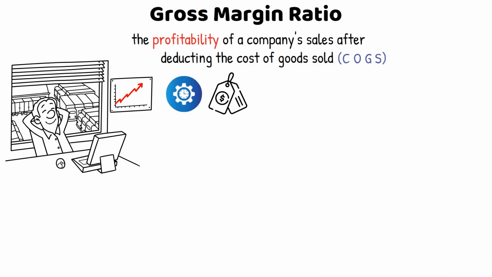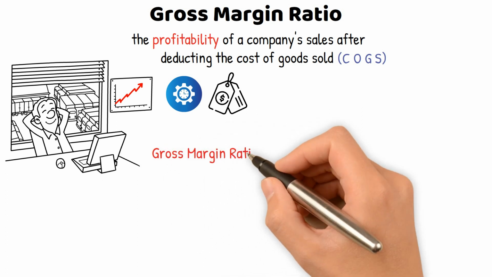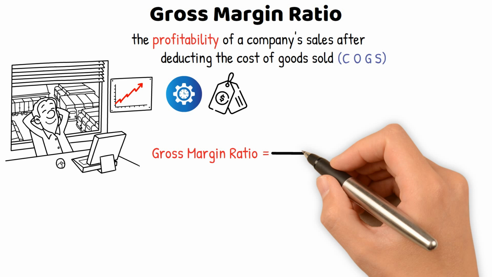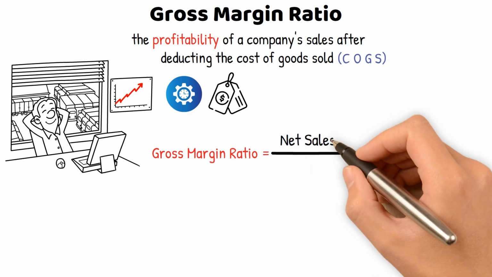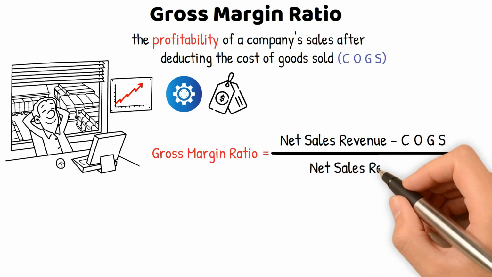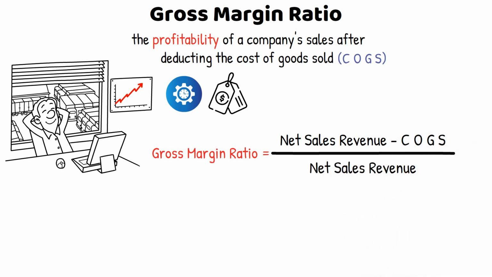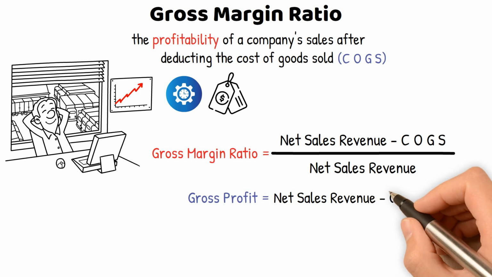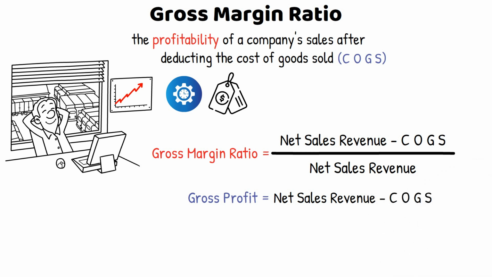To calculate the gross margin ratio, divide the gross profit by the net sales revenue. The formula is as follows. Gross margin ratio equals net sales revenue minus cost of goods sold divided by net sales revenue, where gross profit equals net sales revenue minus cost of goods sold.